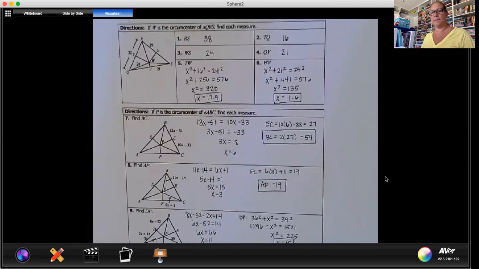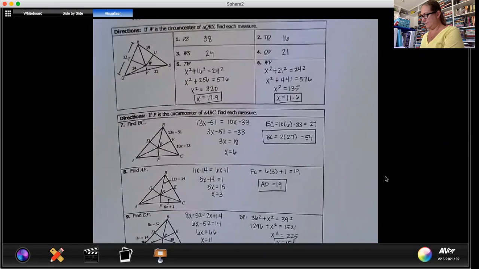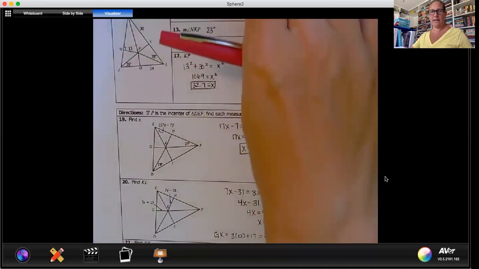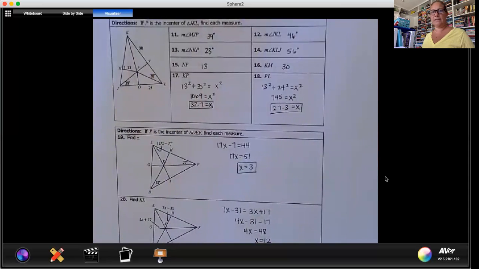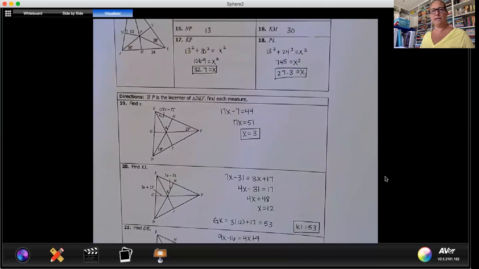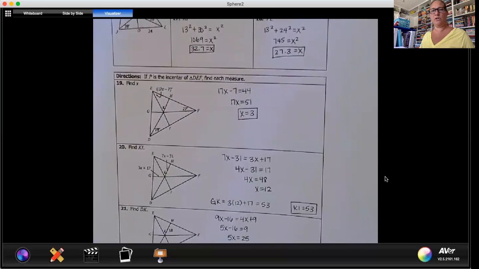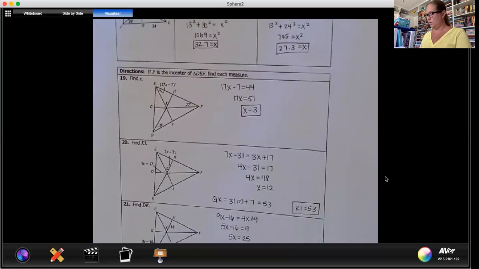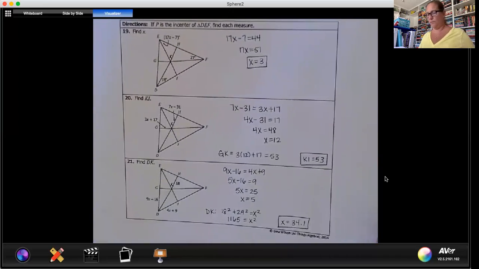Number 1 is 38, 2 is 16, 3 is 24, 4 is 21, 5 is 17.9, 6 is 11.6, 7 is 54, 8 is 19, 9 is 15, 10 is 25.4, 11 is 39 degrees, 12 is 46 degrees, 13 is 23 degrees, 14 is 56 degrees, 15 is 13, 16 is 30, 17 is 32.7, 18 is 27.3, 19 is 3, 20 is 53, and 21 is 34.1.